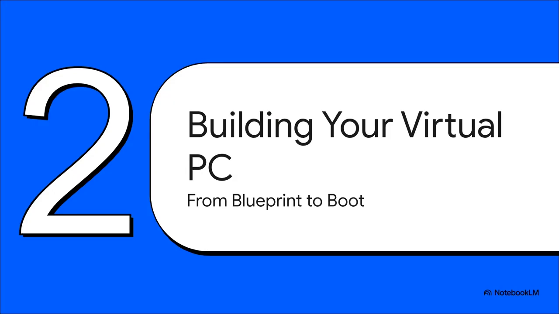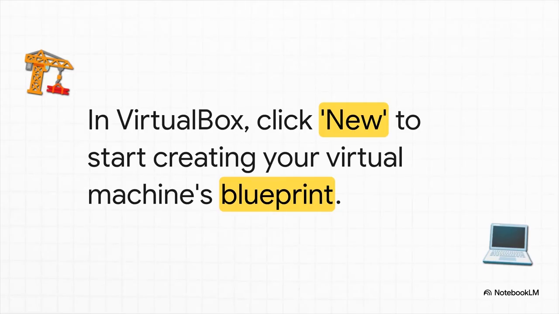All right, we've got our tools downloaded, so it's time for the really fun part. Let's get our hands dirty and start building our virtual PC. So go ahead and open up the Virtualbox app. The very first thing you're going to want to do is click that big New button. This kicks off a little guide that'll walk us through creating the blueprint for our new Windows machine.